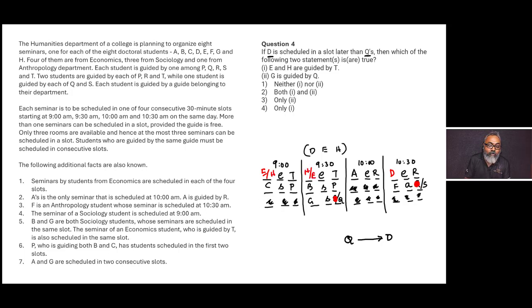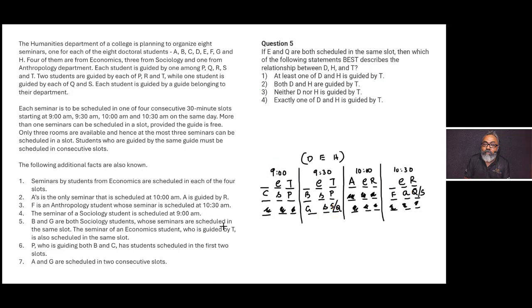Okay, the question therefore is, which of the following statements are true? E and H are guided by T. So E and H are guided by T. That will be something that is true. G is guided by Q. G is guided by Q, which is also true. Therefore, both 1 and 2 are true.